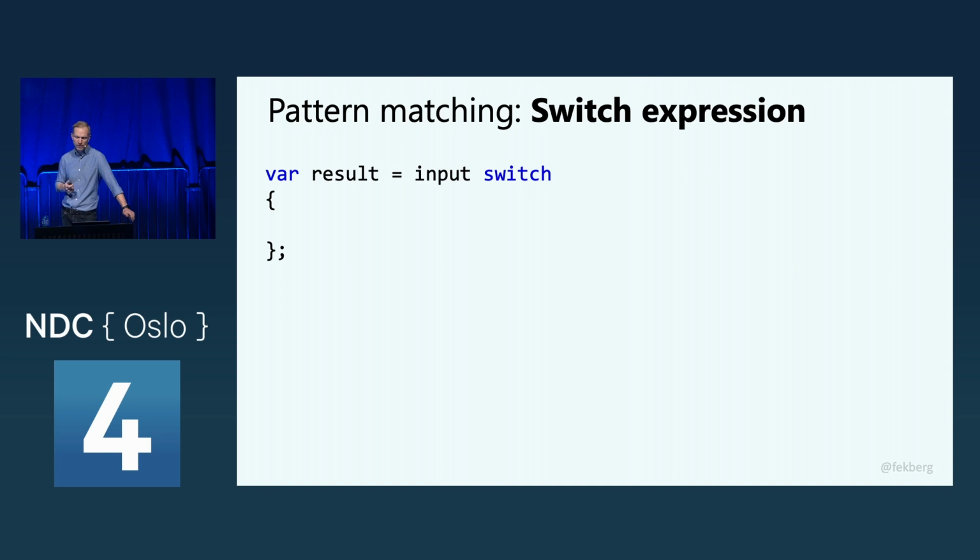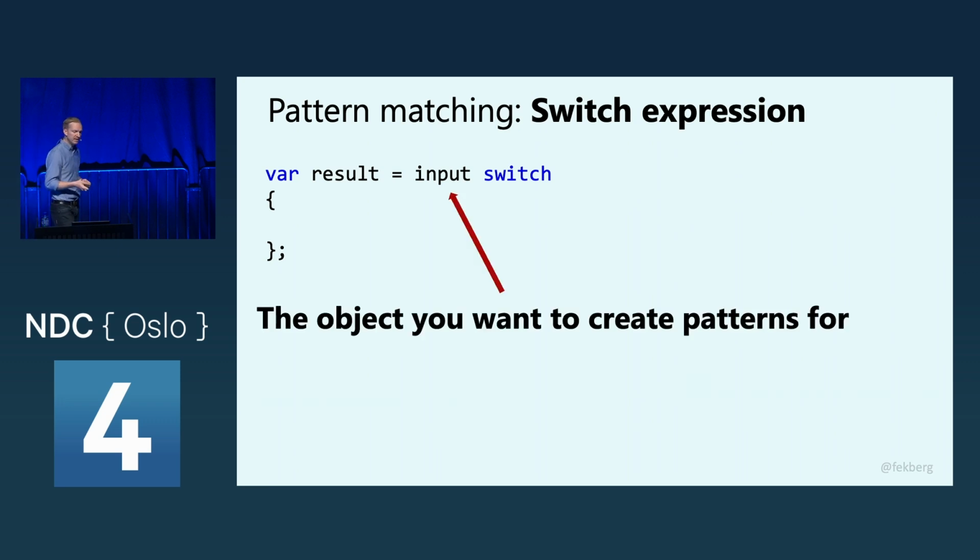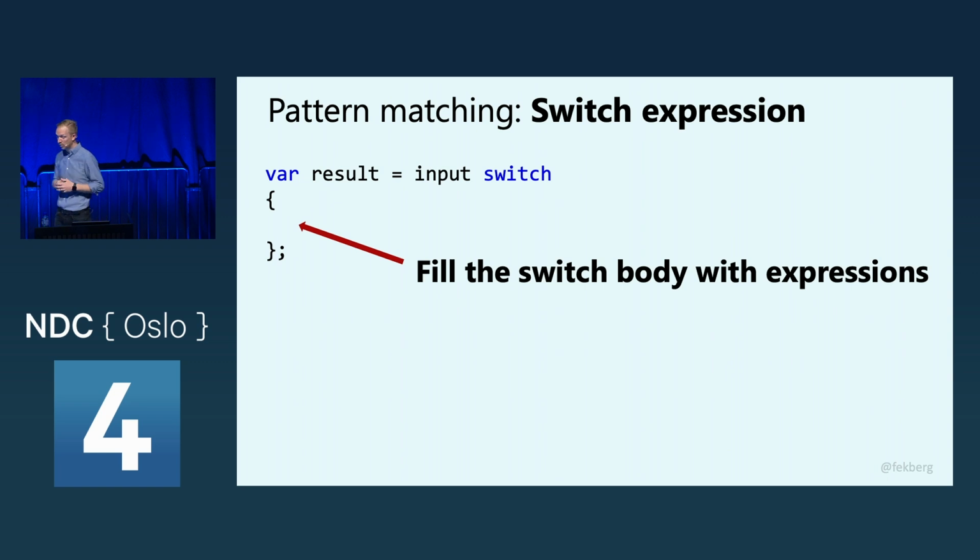But with C# 8, we got this thing called a switch expression. This here is a little bit of a different way of writing the pattern matching, or using pattern matching. We can also use pattern matching with normal if statements and else if, but this is a really good addition to that. So I could say that this object, I want to create patterns for this to determine what this is. And I fill this switch expression with expressions, which is determining what it returns. So here's an example of that.